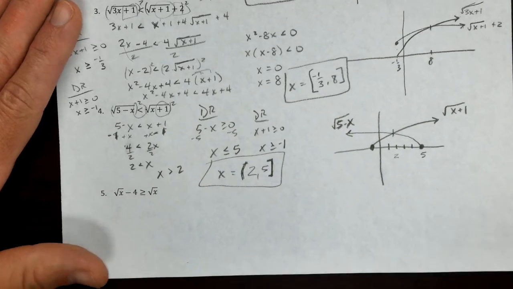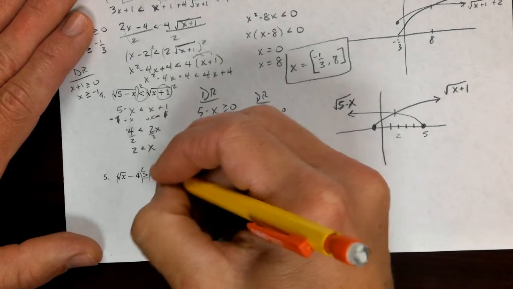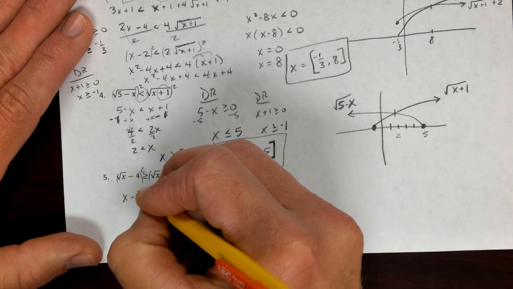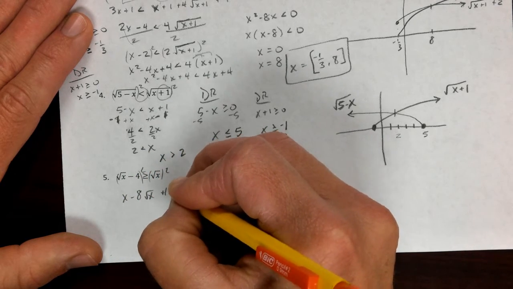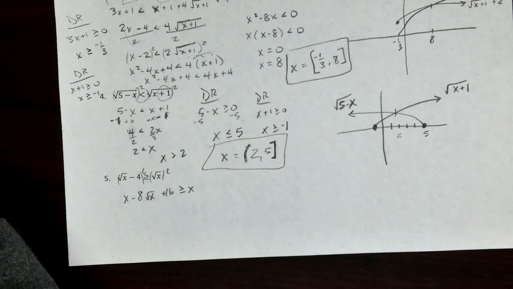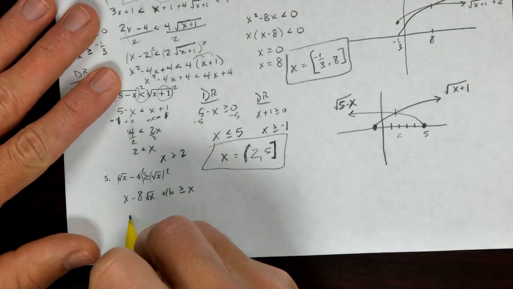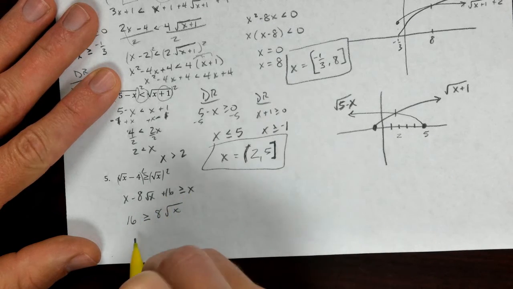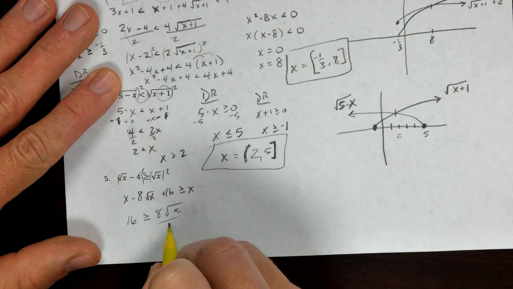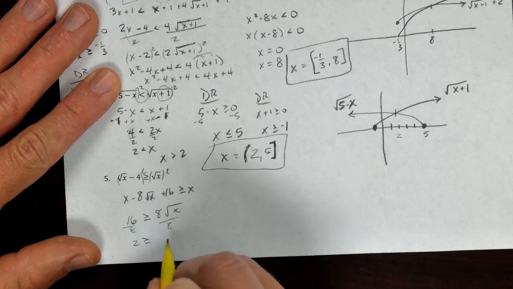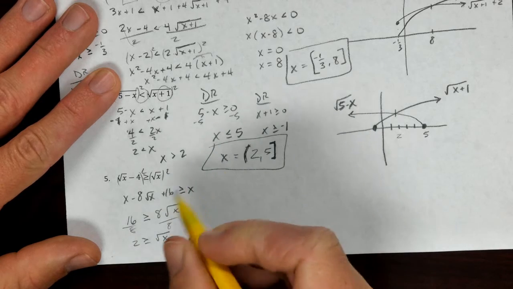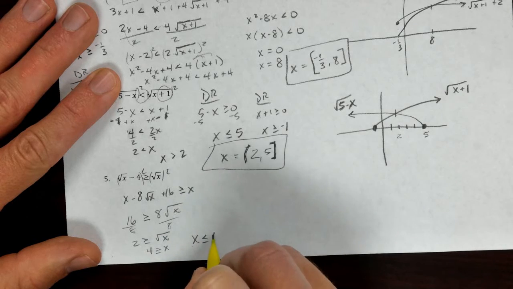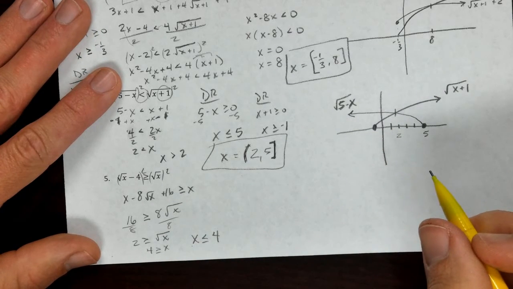Alright, last one. We're squaring both sides. And we get x minus 8 square roots of x plus 16 greater than or equal to x. So again, we're solving for x. So we get 16 is greater than or equal to 8 square roots of x. We'll divide by 8 because they're both divisible by 8. So we get 2 is greater than or equal to square root of x. Now let's square both sides. So x is less than or equal to 4.